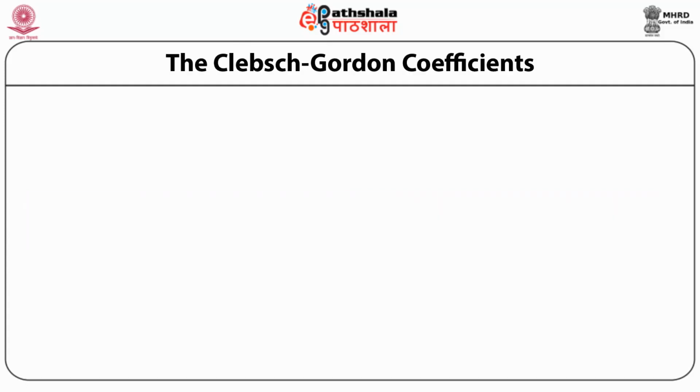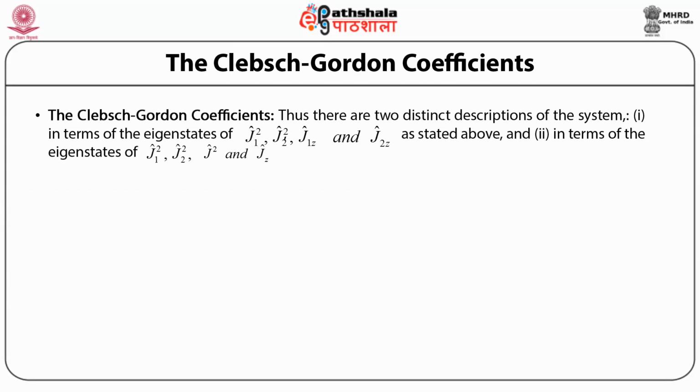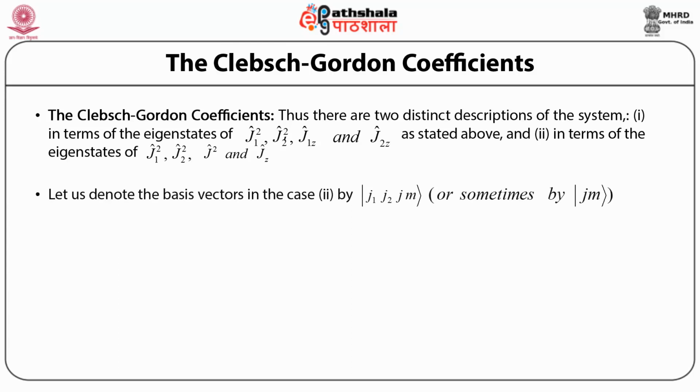We next proceed towards Clebsch-Gordan coefficients. Thus, there are two distinct descriptions of the system. First, in terms of the eigenstates of operator J1 square, J2 square, J1z and J2z as stated above, and second, in terms of the eigenstates of operator J1 square, operator J2 square, operator J square and Jz. Let us denote the basis vector in the case 2 by ket J1 J2 J m, or sometimes by ket J m.